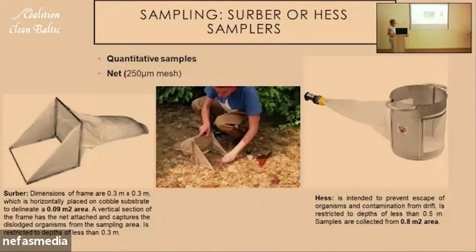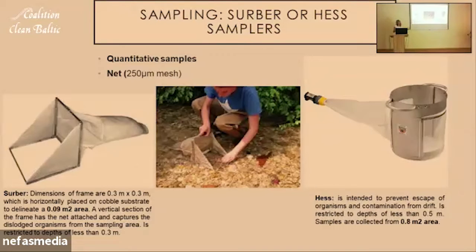Another method, the Surber or Hess sampler, is a more quantitative method, because here we collect invertebrates from a known area. The Surber sampler has 2 frames, and the horizontal frame is placed on the bottom, and using hands or foot, we disturb the substrate and dislodge various invertebrates from a known area. The advanced version of the Surber sampler is the Hess sampler.